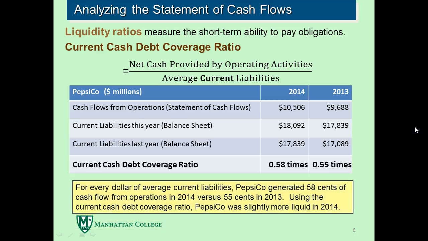For every dollar of current liabilities on average, PepsiCo generated 58 cents of cash flow from operations in 2014 versus 55 cents in 2013. Using the current cash debt coverage ratio, PepsiCo was slightly more liquid in 2014. In my opinion, getting closer to 1, or being able to cover your short-term obligations with your cash generated within one period, is a better ratio.